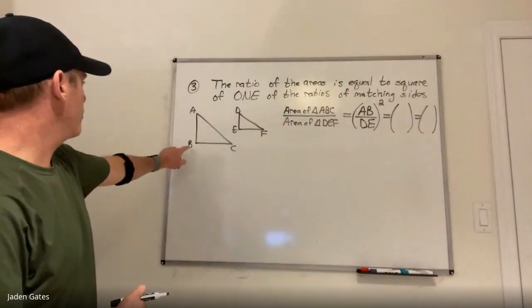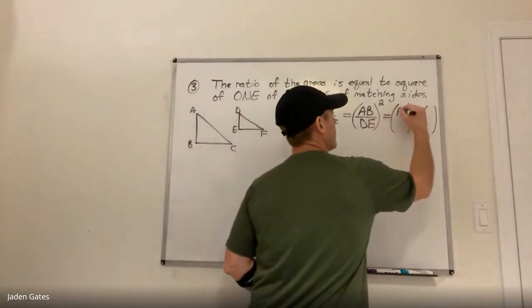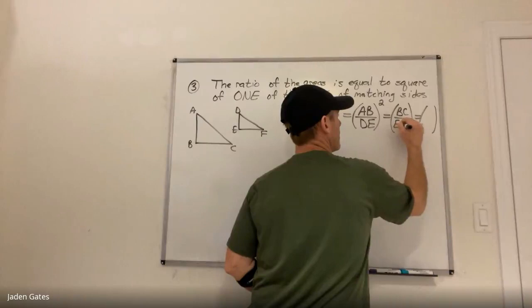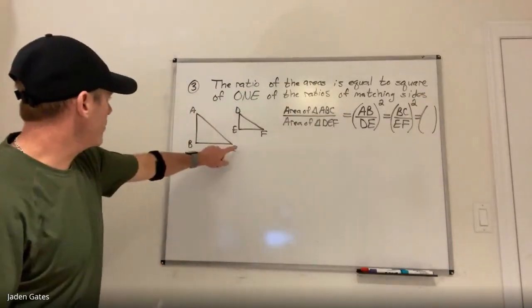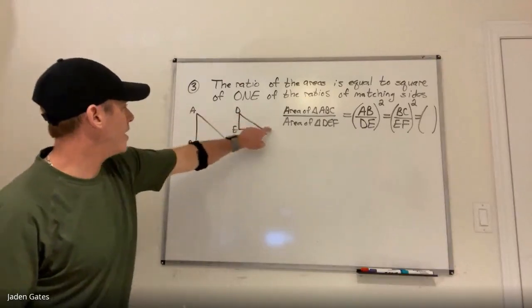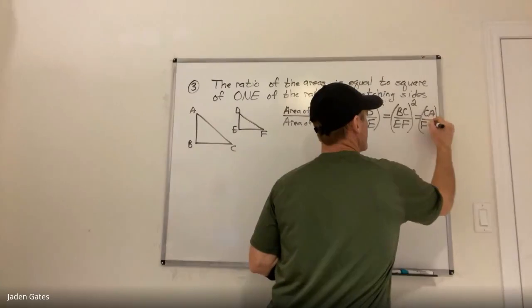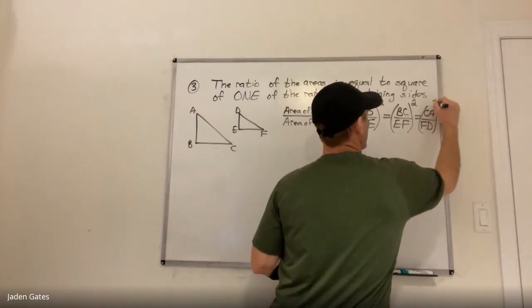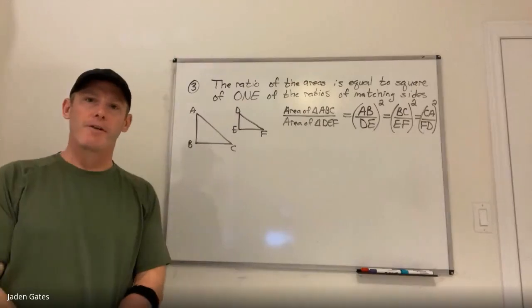Let's see, I could compare BC to EF, squared. Or the third side, so we have C to A, F to D. So CA on the top here, FD on the bottom. And again, that would be squared. So those are our three properties of similar triangles.